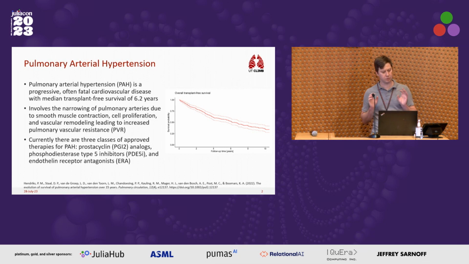Pulmonary arterial hypertension is a progressive, often fatal cardiovascular disease. Basically what happens in this disease is your pulmonary arteries narrow due to several effects. The muscle cells surrounding the arteries contract, narrowing the area to go through. They also proliferate, further narrowing the area. And then they release compounds that stiffen the arteries, making it harder for blood to flow through. The net result is your heart has to work a lot harder to push blood through your pulmonary arteries, which puts a lot of strain on your heart. It eventually leads to heart failure and death.